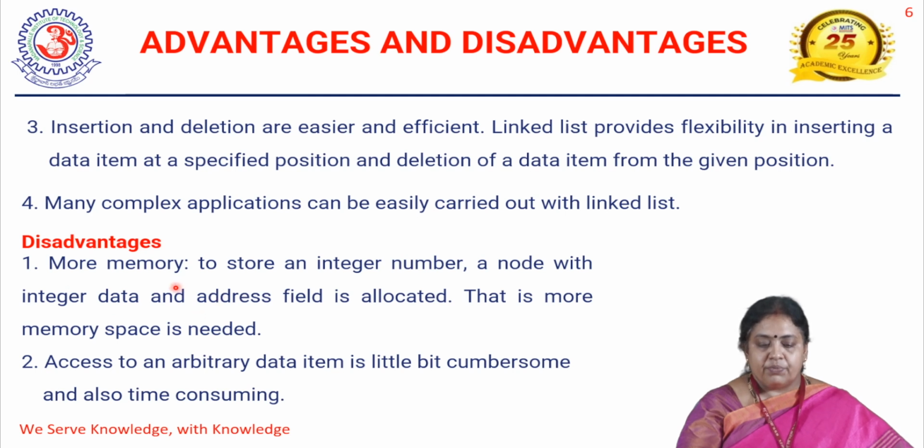Whereas coming to the disadvantages, we require more memory. Why? As we have seen, in the node we have two parts. In the first part we store the data element, and in the second part we store the address. So for storing the address, we have to allocate additional memory. So more memory is required to store even a single element. For example, if you want to store a single element 12, we also have to allocate memory to store the address pointer as null. That is one of the disadvantages of the linked list.